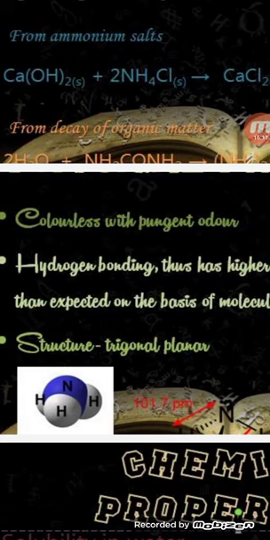So ammonia gas is a urine-like smelling gas. It smells like urine because our urine also contains nitrogenous wastes.